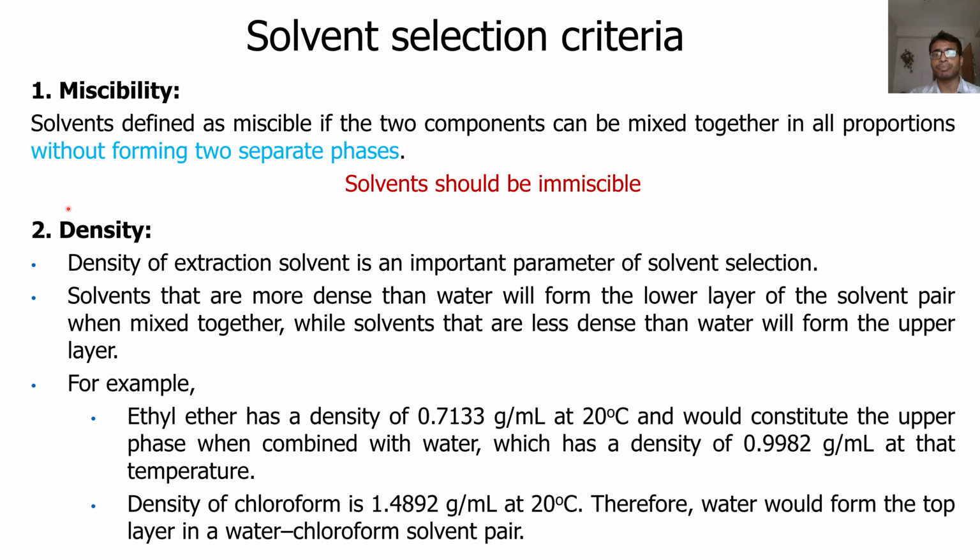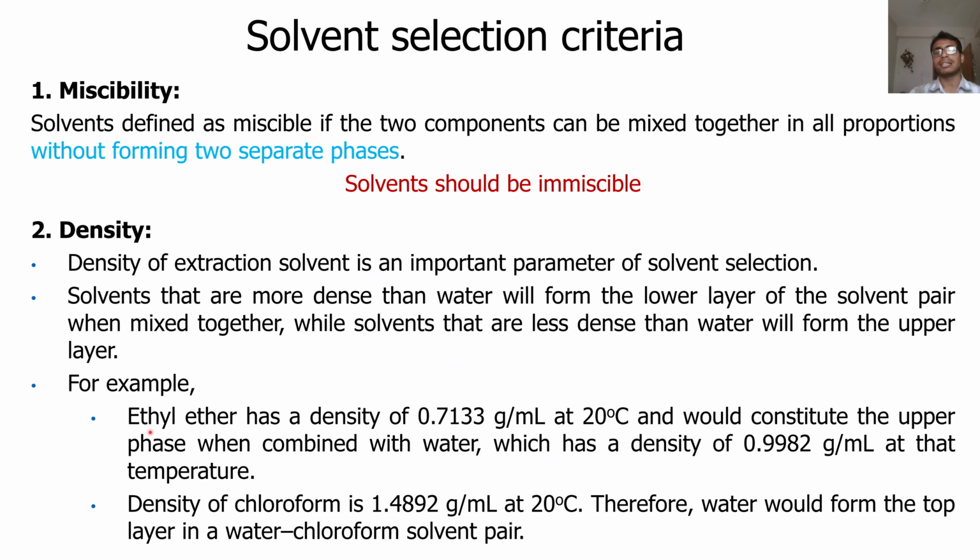First of all, miscibility. Solvents are defined as miscible if two components can be mixed together in all proportions without forming two separate phases. The extraction solvent should be immiscible. Then density. Density of the extraction solvent is an important parameter of solvent selection. Solvents that are more dense than water will form the lower layer of the solvent pair when mixed together, while solvents that are less dense than water will form the upper layer.